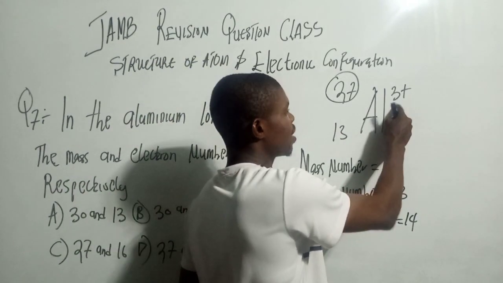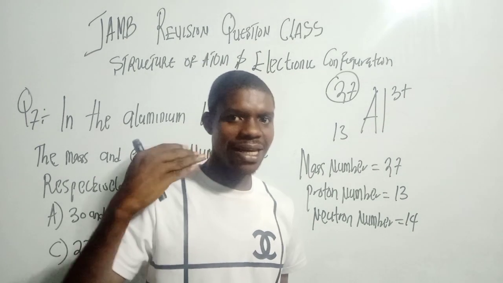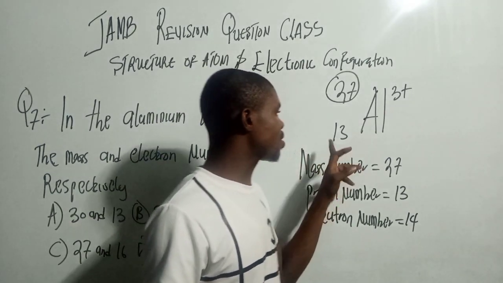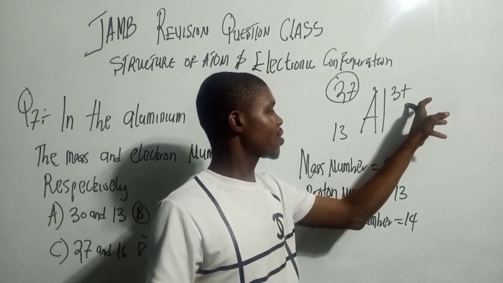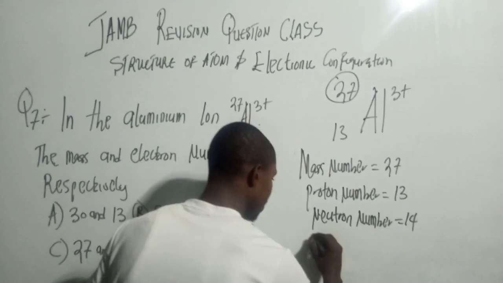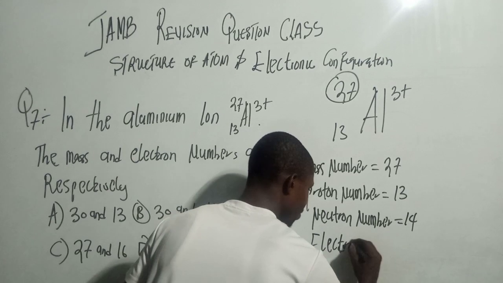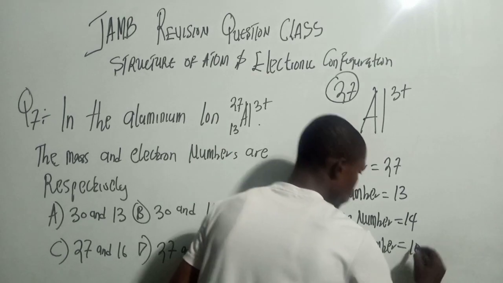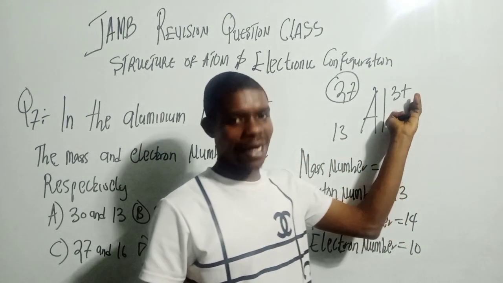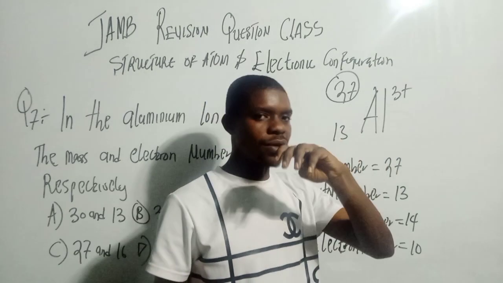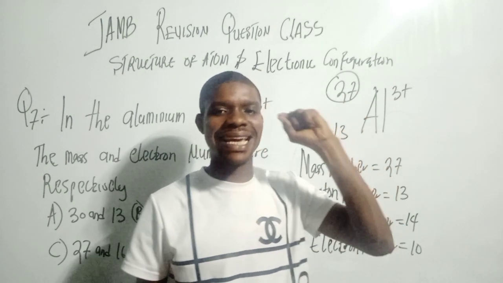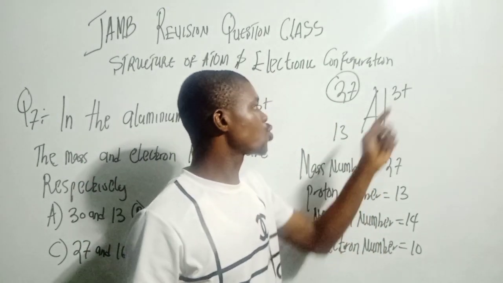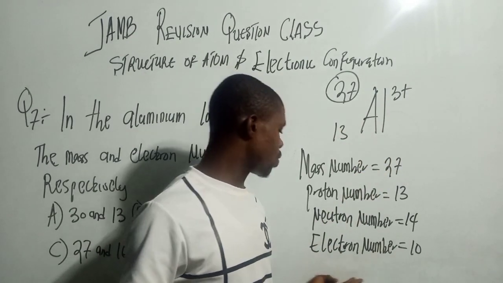So this one, whenever I see 3 plus, it means that it has lost 3 electrons. So the proton number and the electron number are not the same again. Now, if you subtract 3 from here, 13 minus 3 is 10. So electron number is 10. Why? Because it has lost 3 electrons. An atom can either lose or gain. So whenever I see a cation, meaning a positive charge, it means that it has lost electrons. So you subtract this one from this one here to get the electron number.